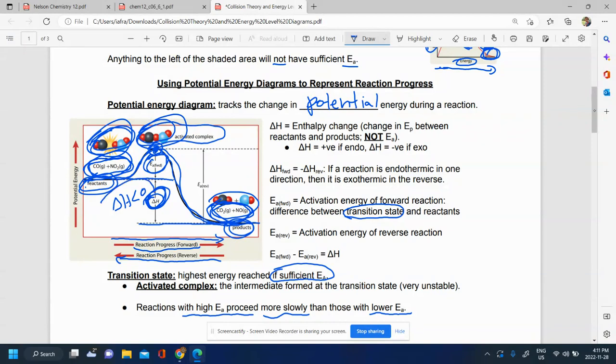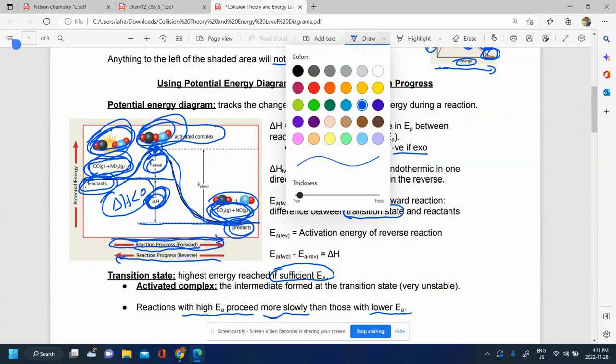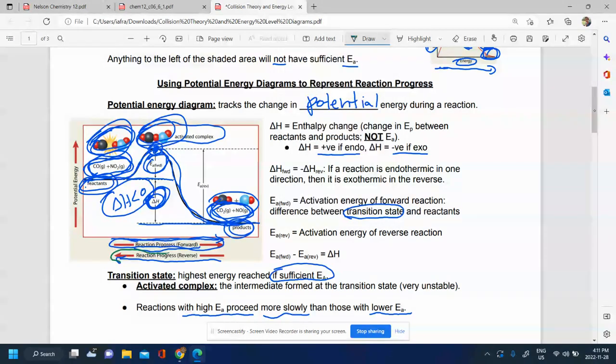As a reminder, if your delta H is negative, that means you have an exothermic reaction. If your delta H is positive, you have an endothermic reaction. So if you look carefully, if you were to run this reaction in reverse, so this is the forward one that we just did over here, if you were to run this reaction in reverse, let's make it a different color, make it green here, going from CO2 plus NO to CO plus NO2, you'll notice it's actually an endothermic reaction.